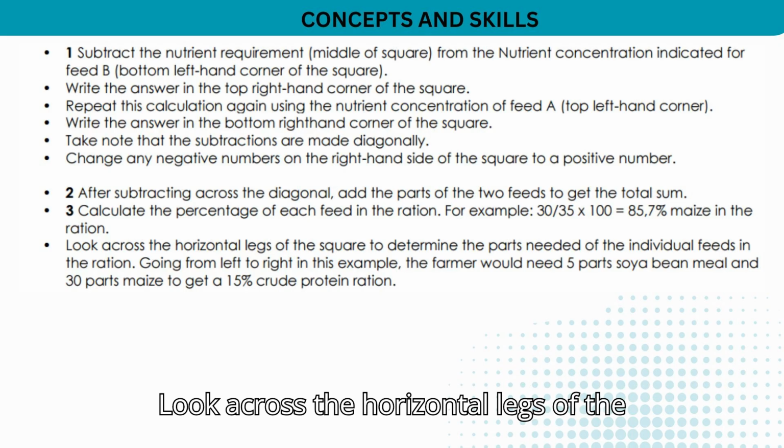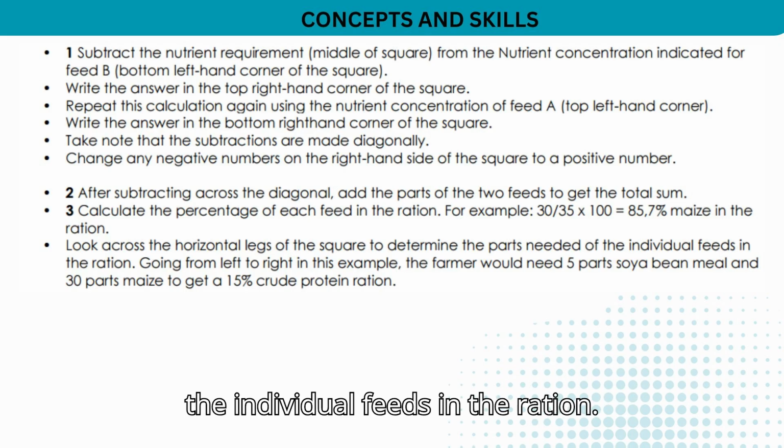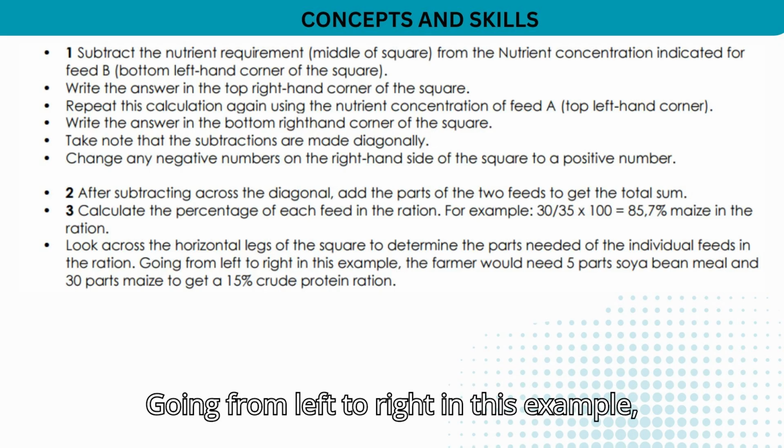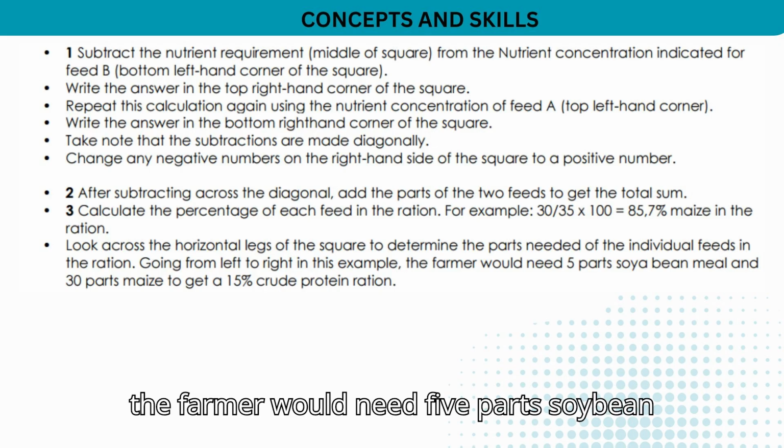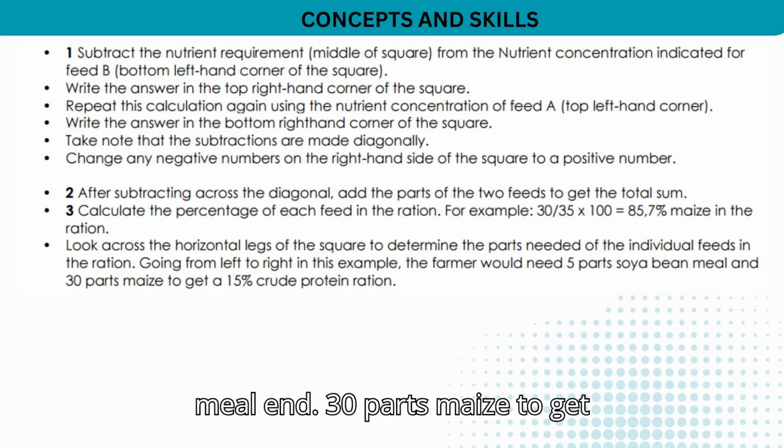Look across the horizontal legs of the square to determine the parts needed of the individual feeds in the ration. Going from left to right in this example, the farmer would need 5 parts soybean meal and 30 parts maize to get a 15% crude protein ration.